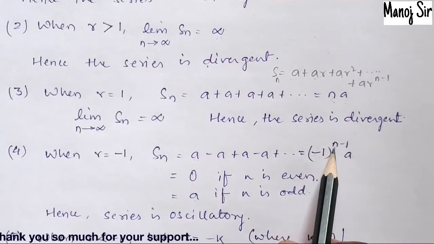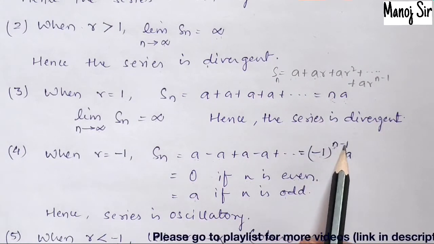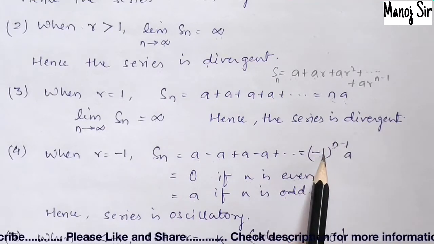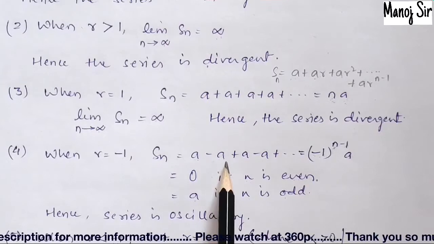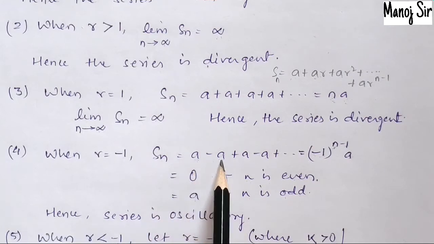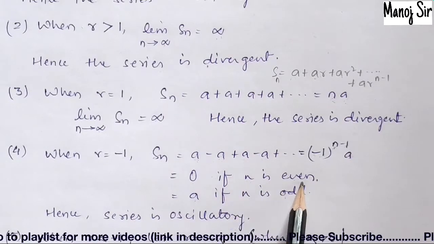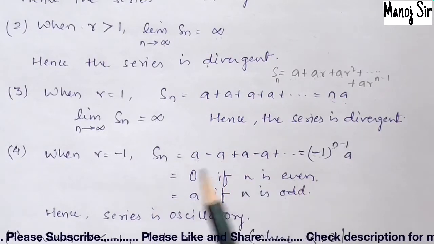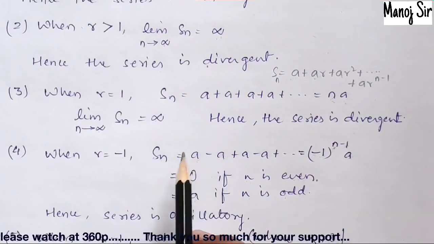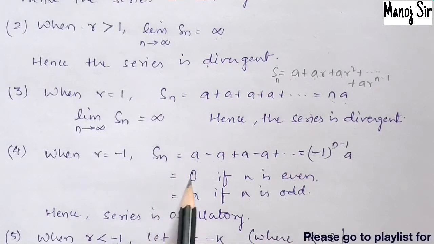If you put n equals 2, the second term, then 2 minus 1 is 1, minus 1 power 1 is minus 1, and minus 1 into a is minus a. In the same way, we are going to get other terms also. So we are getting Sn equals a minus a plus a minus a and so on. Now if n is even, the number of terms is even, so all the terms will get cancelled.